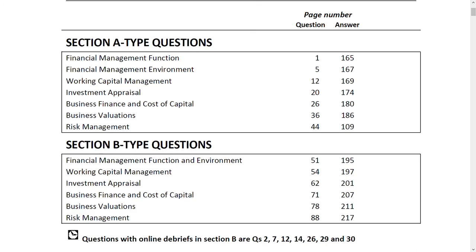Next. These are the questions. As you can see, remember the seven key areas from day one when I started the FM video, the first video on FM. If you have seen this video, you will remember the seven key areas of FM are: financial management function, financial management environment, working capital management, investment appraisal, business finance, business valuation, and risk management. On those seven key areas, each type of question is asked, in all three sections: Section A, Section B, Section C, on all the seven areas.